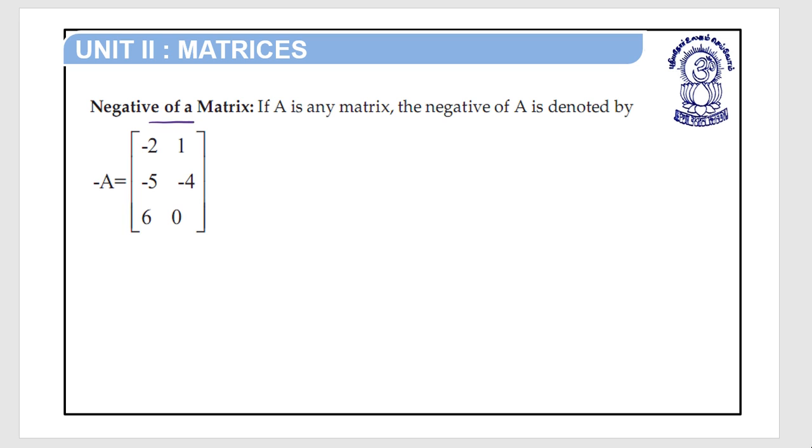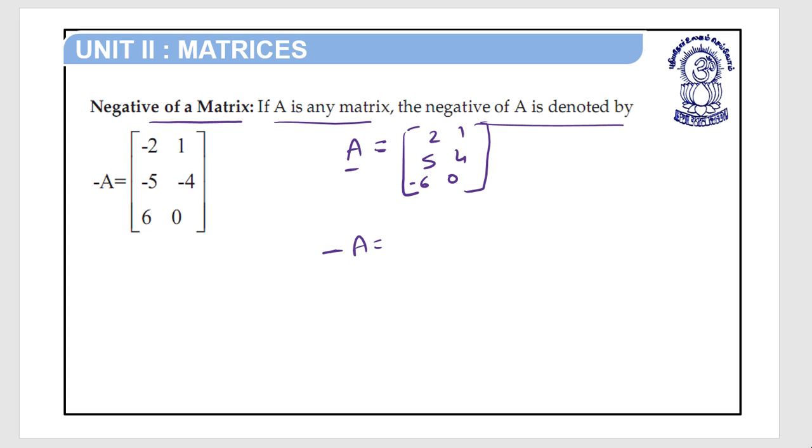Negative of a matrix. Put the minus sign. It denotes it. Let us solve with an example. A is 2, 1, 5, 4, and 6, 0. If A is any matrix, the negative of A is denoted by minus A.